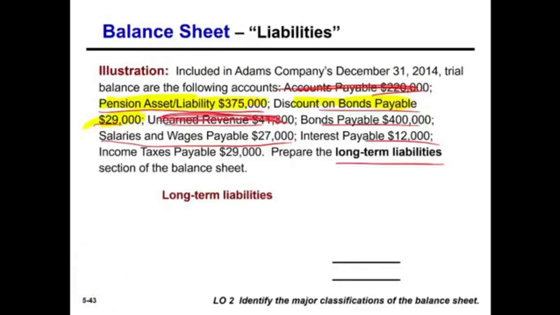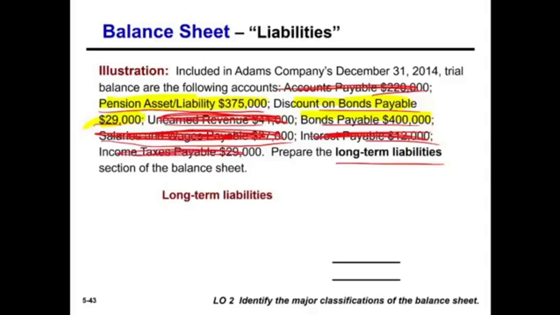Unearned revenue, generally speaking, is when someone pays you and they expect you to perform within a year. Bonds payable is a long-term debt. Salaries and wages payable, that's a no-no. That's a current liability, because no one will wait a year to be paid. Interest payable, generally speaking, banks want their money, and the government doesn't wait longer than a year.